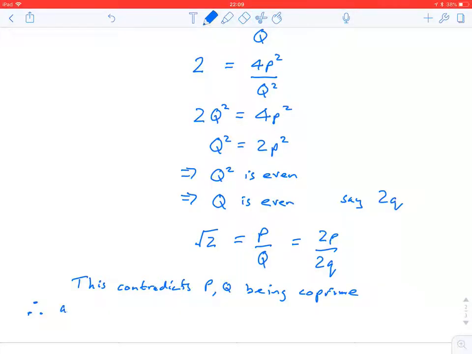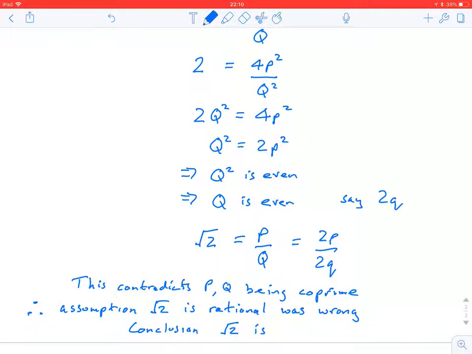Therefore, the assumption, and there's only one assumption we made, that root 2 is rational, was wrong. Conclusion: root 2 is irrational. If a number's not rational, it's irrational. And that completes the proof.